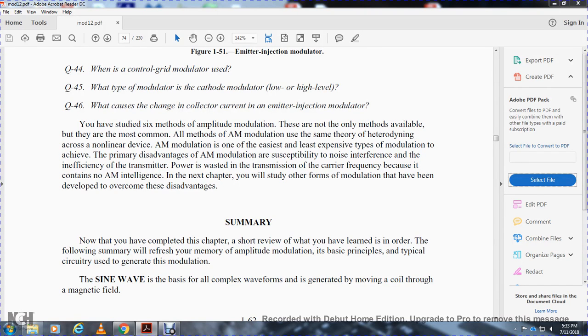Chapter 1 Summary. Now that you have completed the chapter, a short review of what you have learned is in order. The following summary will refresh your memory on amplitude modulation, from the basic principles to the typical circuitry used to generate the modulation.